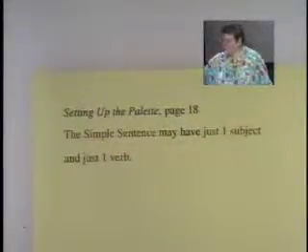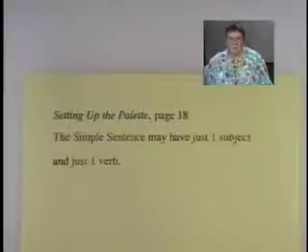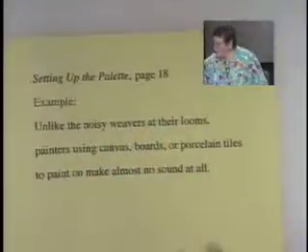We're doing much better on this today. I think the overview we did the other day was a good thing to do. This says the simple sentence can have just one subject and just one verb. That's going to be a variation. You remember we have a total of 6. So let's look at this one on page 18.